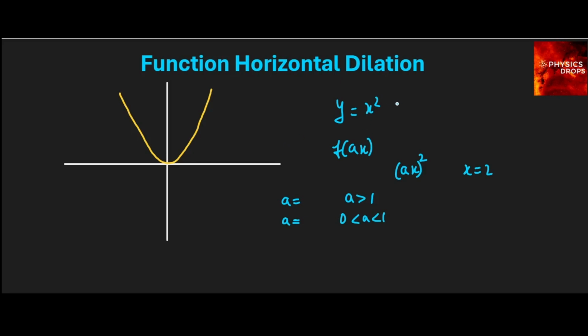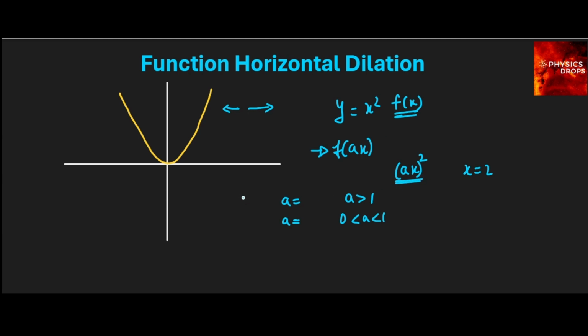Let's take a function f of x, which is x square, and see how the graph behaves when we change the x values, along the x direction, horizontally rather. So the function is now f of x is x square. So we are going to study f of a times x. We are going to multiply the value of x by a factor a. So the function x square would become ax the whole square.